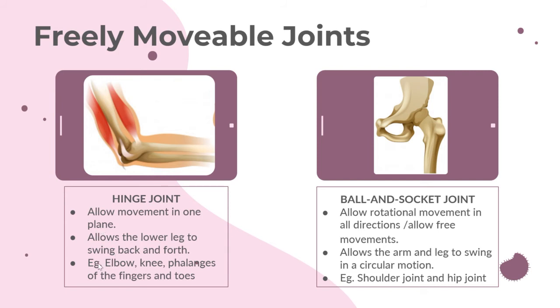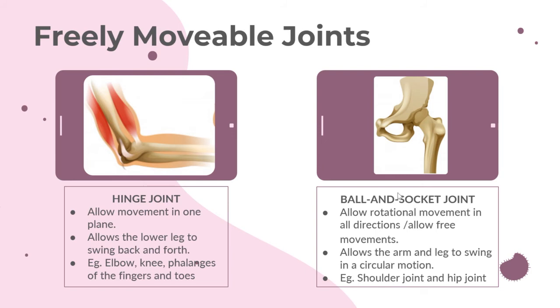Okay, examples of the hinge joint are at our elbow, knee, phalanges of the fingers, and also toes. So this hinge joint only allows the movement in one plane only.